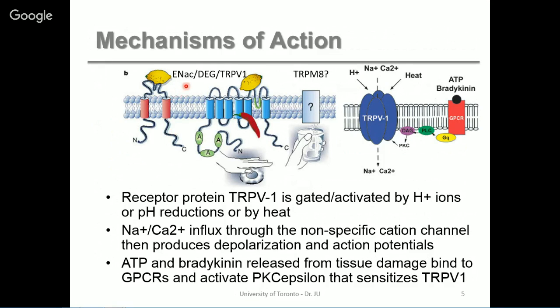So are you activating the ENaC-DEG type? Are you activating TRPV1? How do you sensitize TRPV1, which is over here? This sensitization, making it more painful or making the receptor activate for longer periods of time, is through the activation of a GPCR, either through ATP or bradykinin, that increases the activity of the TRPV1 receptor that is involved in pain sensation. Okay, and for TRPM8, we're not sure, but this is related to your feeling of cold, painful types of cold on free nerve endings.